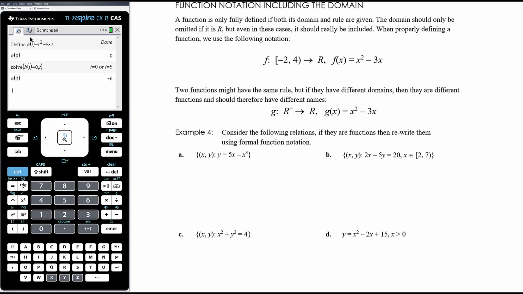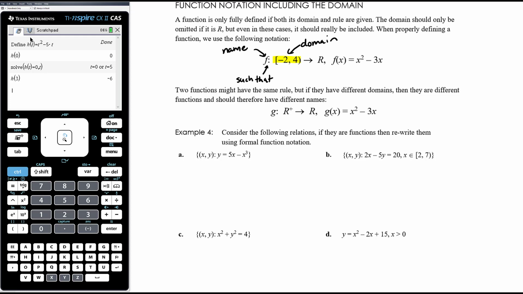Okay, so the bit at the start, f, that's just the name of the function. It doesn't have to be f, g, h, k, a, whatever. It's the name of the function. The semicolon, we've seen that a bit before, that means such that. So f, some function called f, is defined such that this bit here is the domain. So we have the name of a function called f.